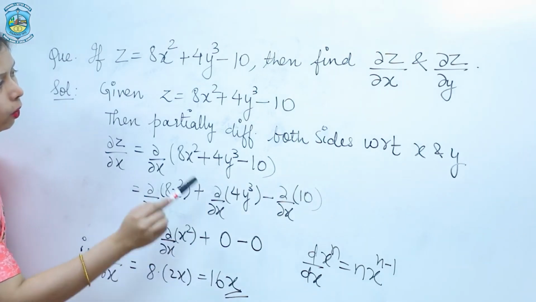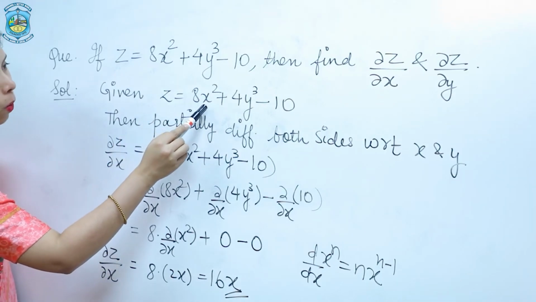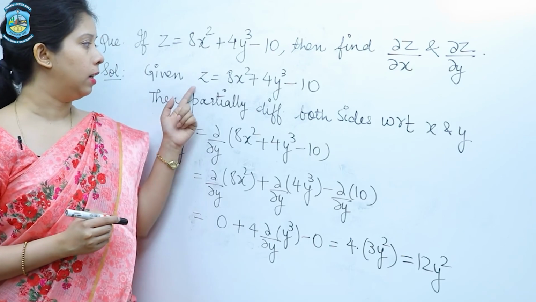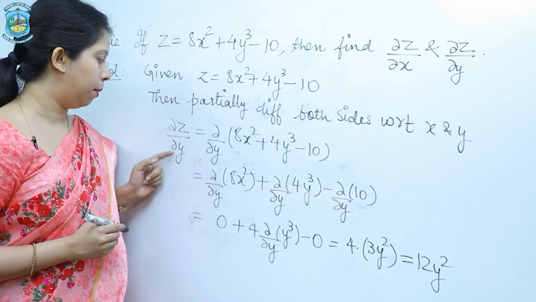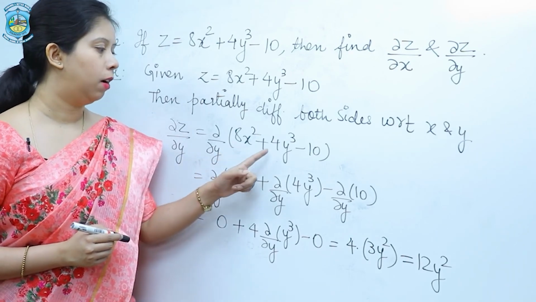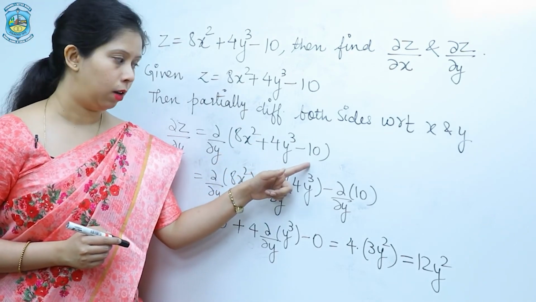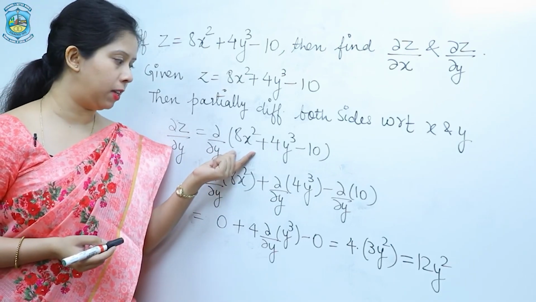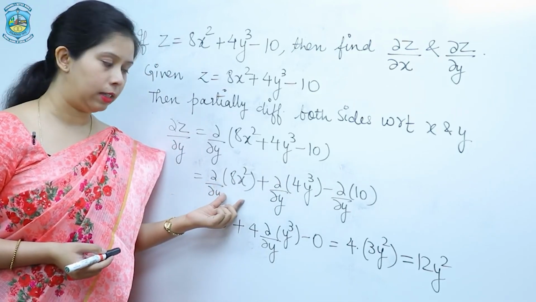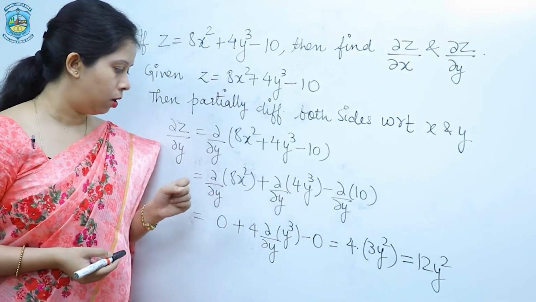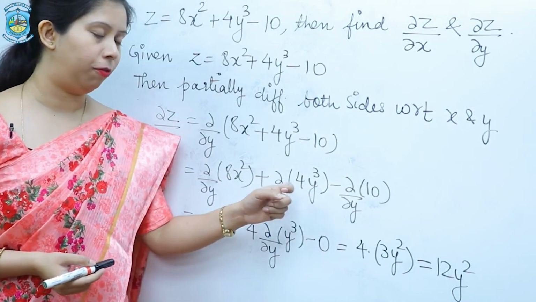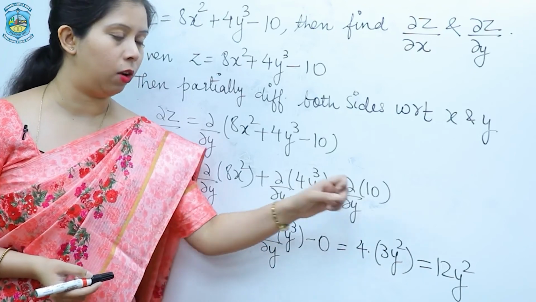Now, similarly, we will differentiate z with respect to y and get the value of del z upon del y. So, differentiating z with respect to y, we get del upon del y of 8x square plus 4y cube minus 10. Using the same rule, the derivative of a sum of functions is equal to the sum of the derivatives of the functions. So, this becomes del upon del y of 8x square plus del upon del y of 4y cube minus del upon del y of 10.